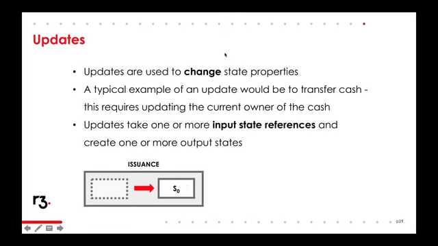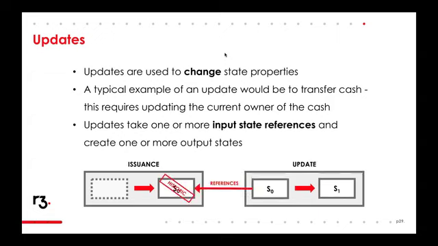Then we can update a state. We use updates to change state properties. A typical example here that I've got on the slide is transferring cash. How do we transfer cash to somebody in Corda? Well, what we do is we take the existing cash state and then we change the owner. So we change the current owner's public key to the proposed owner's public key. And we do that by updating the cash state object. So updates take one or more input state references and create one or more output states. So you can see here how that works. You can see here that this S0 state references, this is actually a state reference, and it references the output state in the prior transaction.